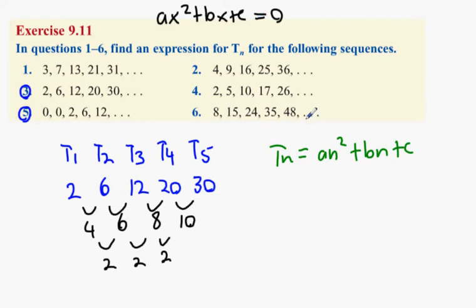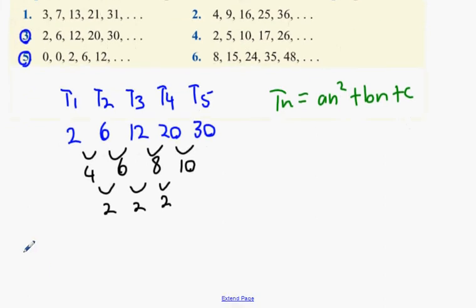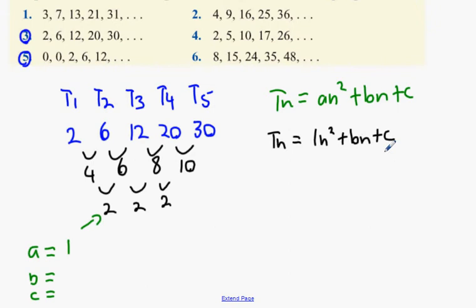Now that happens, what we then do is we have a task. The task is to find out what A, B, and C are. That's when the question is nearly done. A, B, and C is the second last step to the question. First of all, how do you get A? Half the second difference. Half of 2? 1. After that step, you modify the Tn formula. Tn equals 1n squared plus bn plus c. That alright?